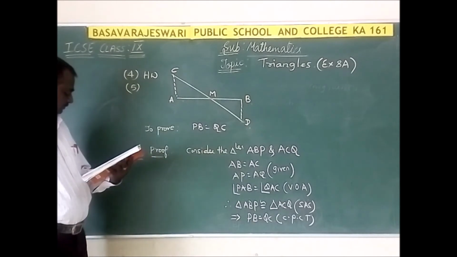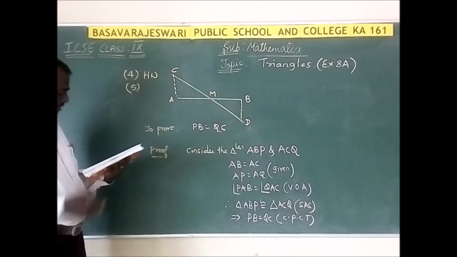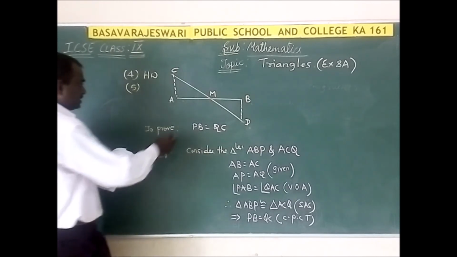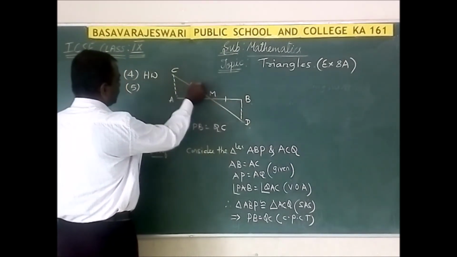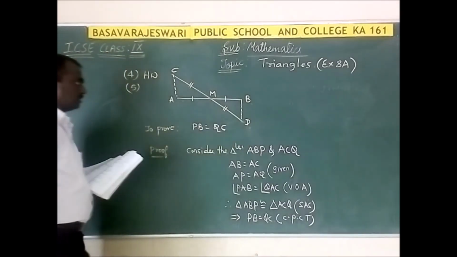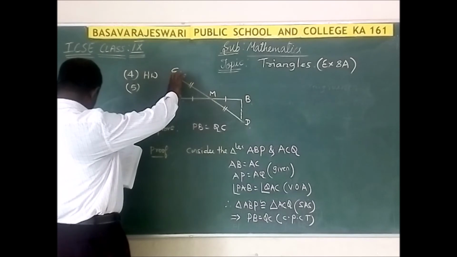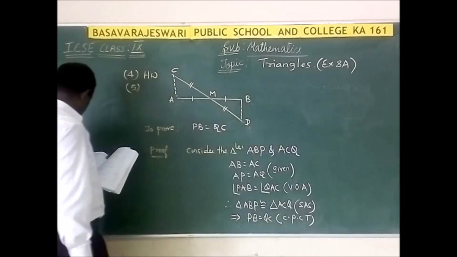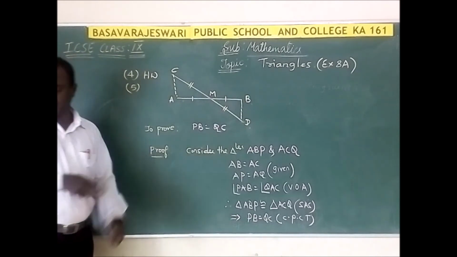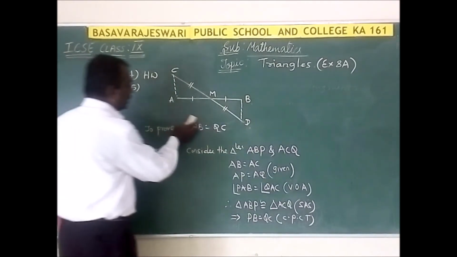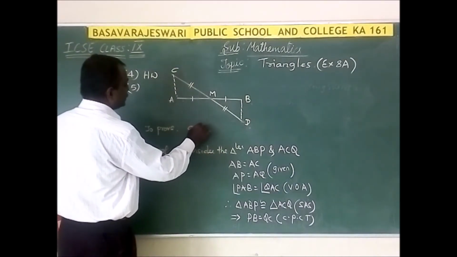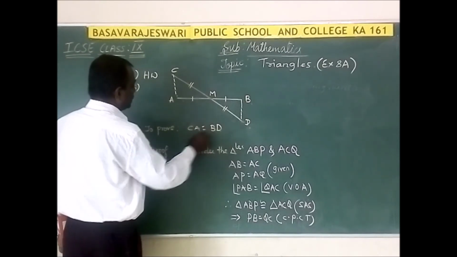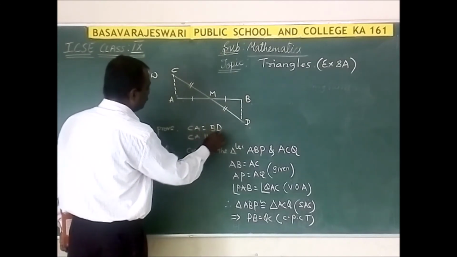Here in this figure, M is the midpoint of AB and CD. Prove that CA is equal to BD. Midpoint means these two sides are equal. AM and BM are equal. Similarly, CM and DM are also equal. So now we have to prove AC and BD are equal, and CA is parallel to BD. That also you have to prove.